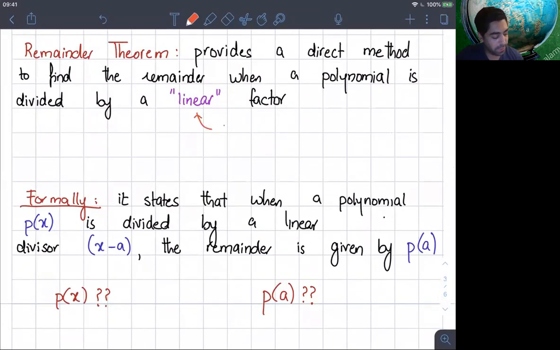And what's a linear factor? x minus 1, x plus 2, these are both linear factors, but x squared plus 2 is not. Why is that? Because x minus 1 and x plus 2 both have a power of x of 1. And when you have a power of 1, that means it's a linear expression. So the expression is linear in x because that is the variable that we're dealing with.